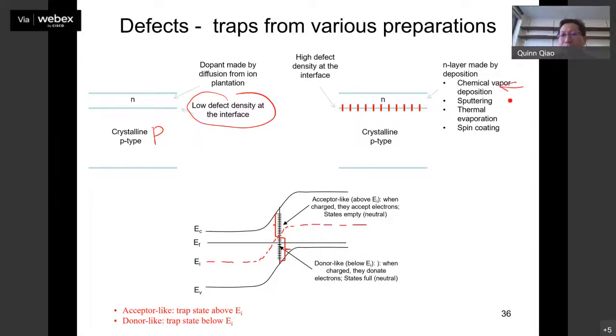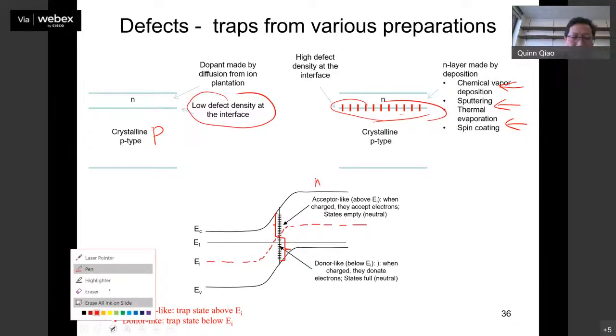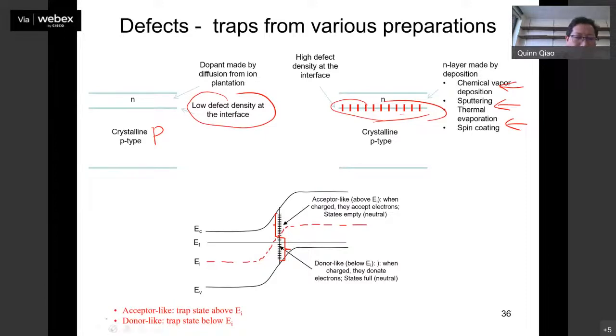Chemical vapor deposition, sputter, evaporation will create a lot of interface defects. When you talk about the interface defect, you are talking about this interface, the PN interface. This is N. I'm sorry, this is P. How can I know this is P? Because the Fermi level is close to EV. This is P, this is N. And then the junction is here.